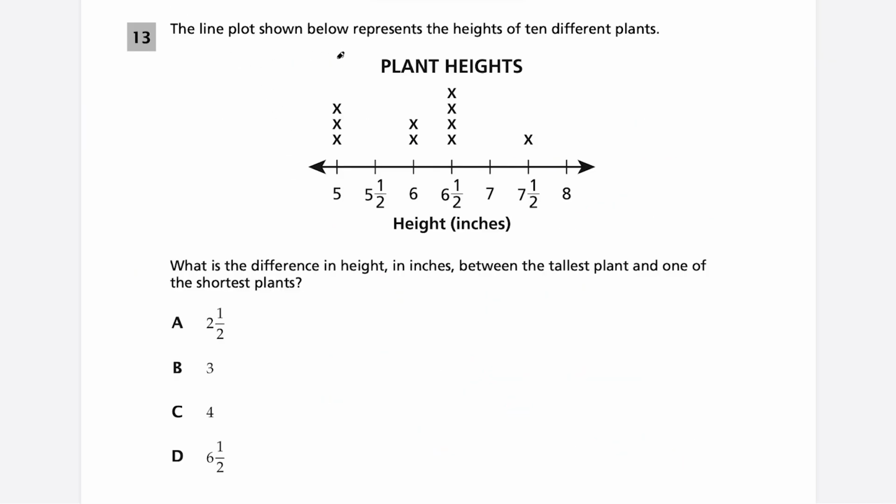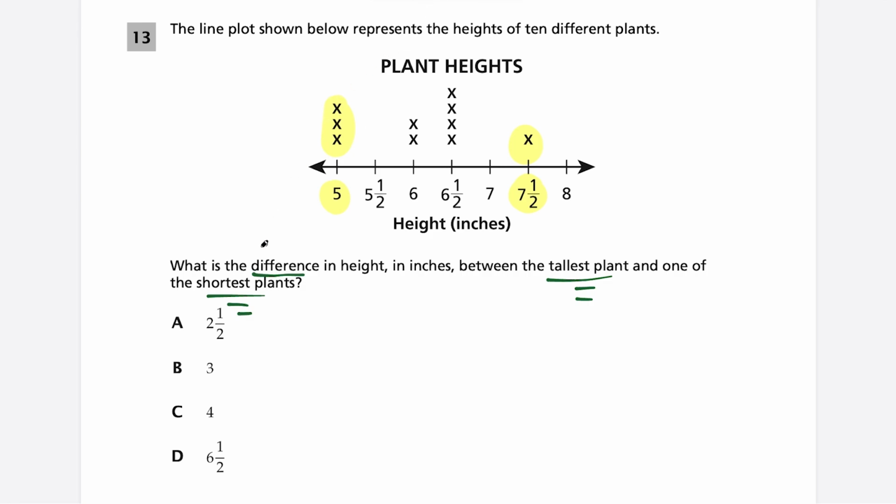Question 13, the line plot shown below represents the heights of 10 different plants. And here's the line plot, and we want to know what is the difference in height in inches between the tallest plant and one of the shortest plants. So for this question here, we have to look at the tallest plant, which would be where the final X appears. And the final X, if we go all the way to the right, ends at 7.5. Okay, so the tallest plant is 7.5 inches. And then the shortest plant would be where the first X appears. And notice that we have 3 X's here on 5. So that means there are 3 plants that are 5 inches tall.